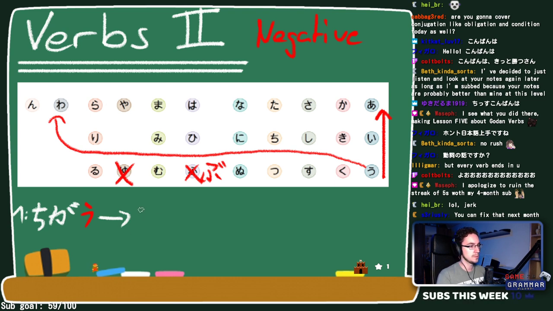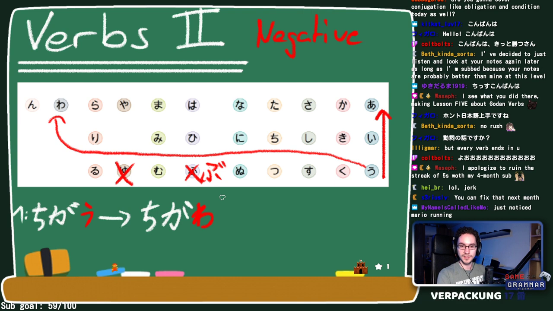So what is it going to be? Well, now it's 違う. So what is it going to be next? It's going to be 違わ. This will stay the same. 違わ. I almost got ahead of myself there.